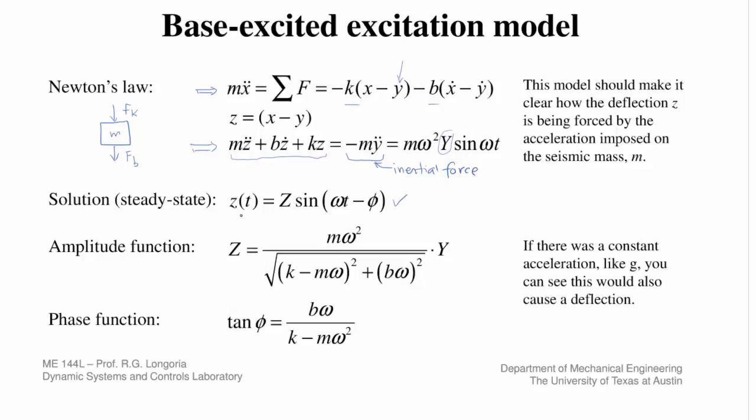There's solutions then for the steady state of harmonic input. It's simply z of t, which is some amplitude z times sine, and then remember there's a phase that's introduced. This is the basic solution in terms of mass, stiffness, and damping. And remember, omega is the forcing frequency, not the natural frequency. So this is your basic solution. And here's how the amplitude of the input comes into play.